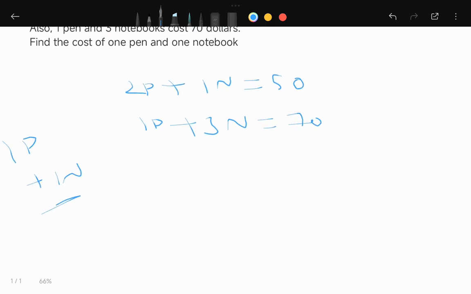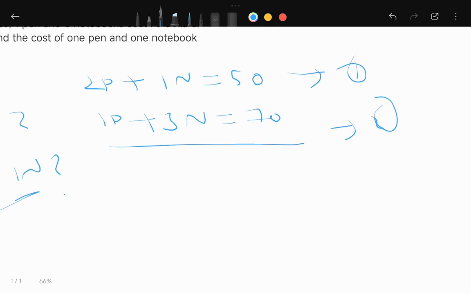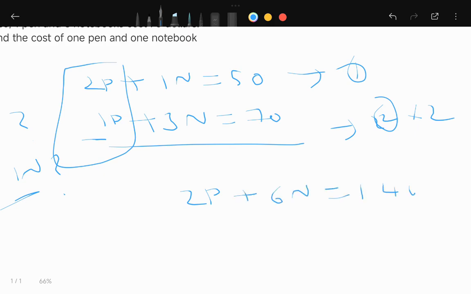So you can see both equations, right? For the cost of 1 pen and one notebook, we need to find the cost separately. Now let us see. If we multiply the second equation by 2, we will get 2p and we can eliminate p and get the value of n. So let us do that. The second equation becomes 2p plus 6n equals 140. The first equation is 2p plus n equals 50.